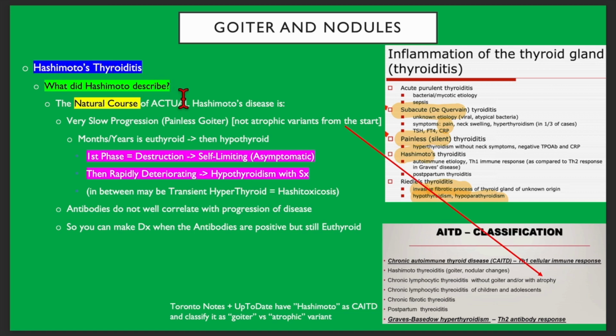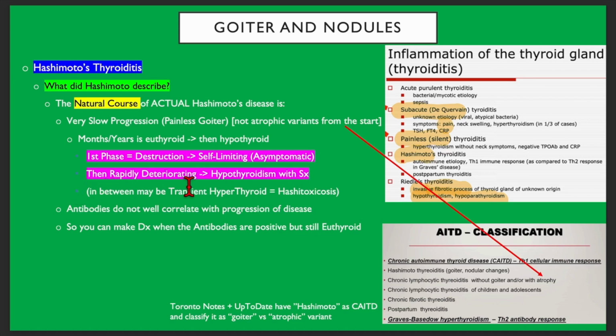So what did Hashimoto describe? He described the goiterous version. So it's very slow progression, painless goiter. It takes months or years of euthyroid. This is the first phase. There is destruction of the thyroid. It's self-limiting, so it's asymptomatic because the rest of the thyroid can compensate. Then we have hypothyroidism. So then it rapidly deteriorates into hypothyroidism with the symptoms of hypothyroidism.